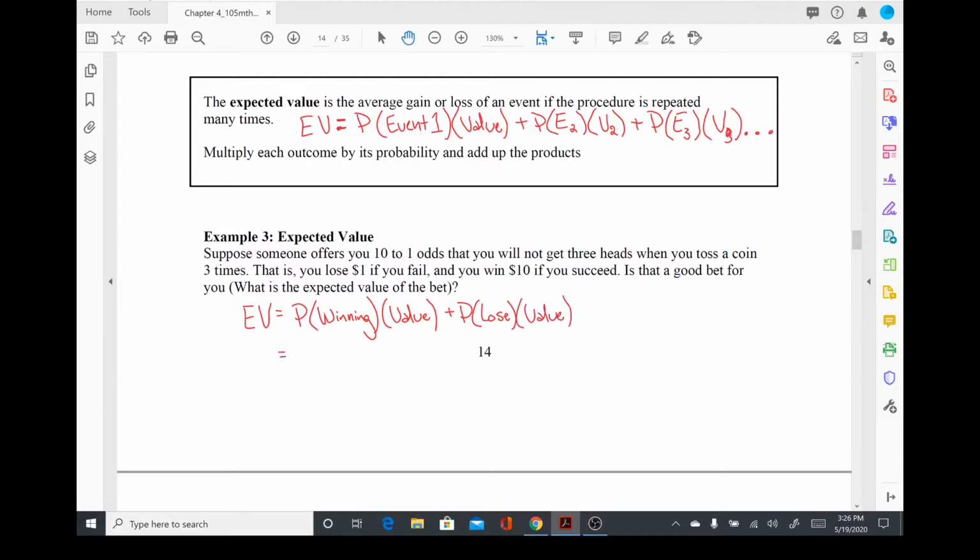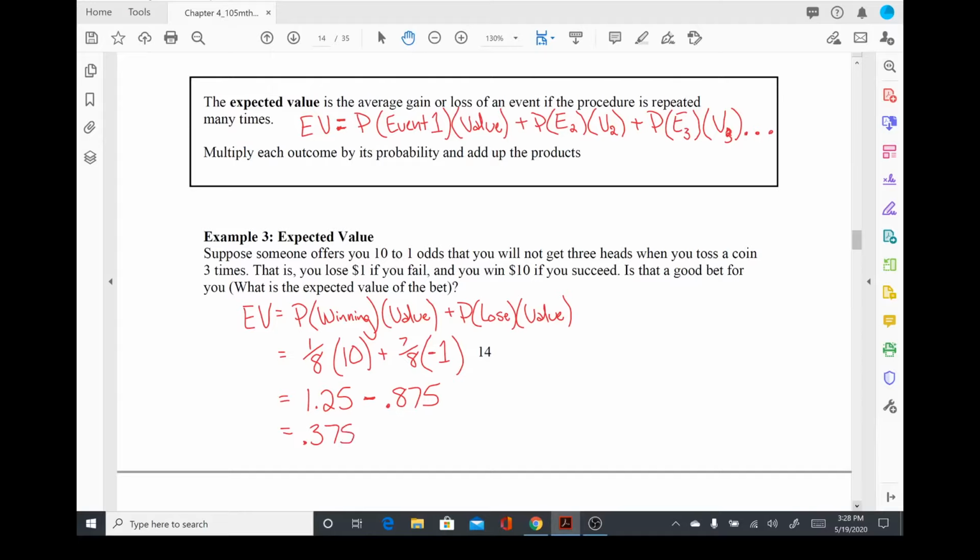Probability of winning, there was a 1 out of 8 chance of getting 3 heads in a row. And what are we going to win? We're going to win $10. What's the probability of losing? 7 out of 8. How much will we lose? $1. I'm going to enter the losing $1 as a negative, or $1.25, and subtract from that 7/8. So the expected value is 37.5 cents.